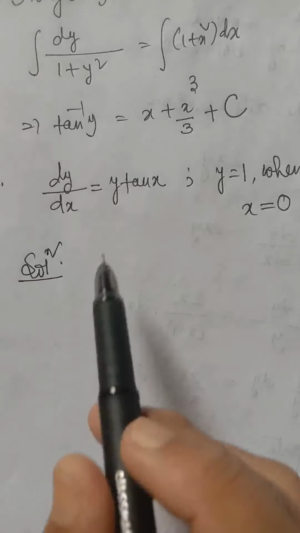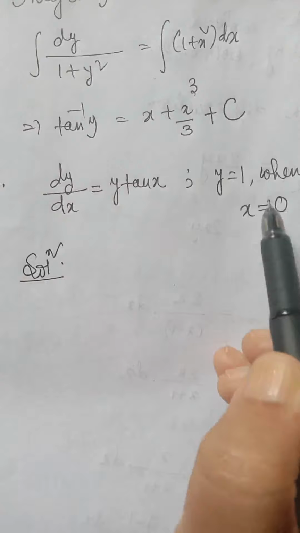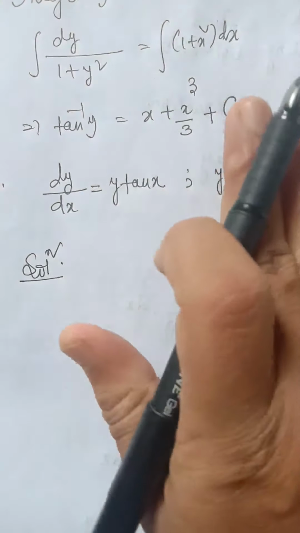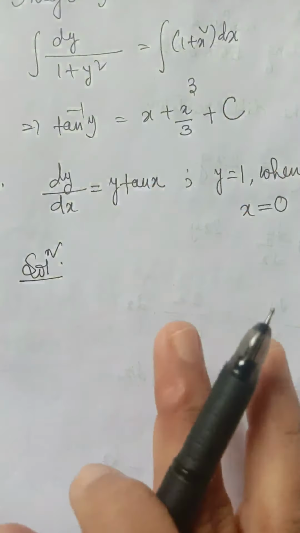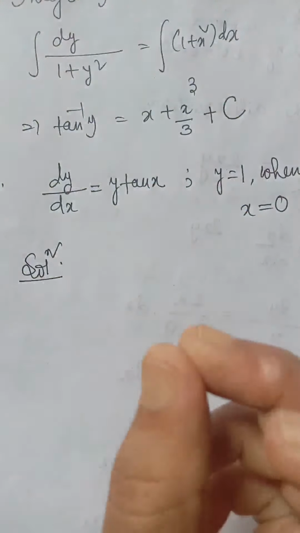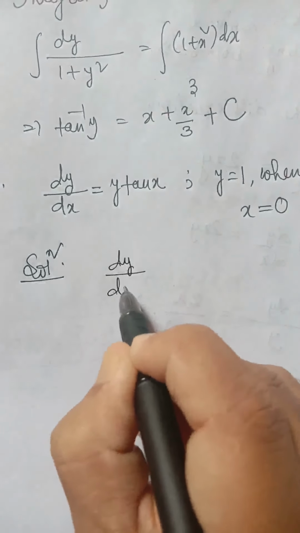Next question is dy/dx equal to y tan x, given that y equal to 1 when x equal to 0. I am coming to this part later. First of all, let us solve. Let us check whether this can be separated, whether the variables can be separated or not. So dy/dx equal to y tan x.